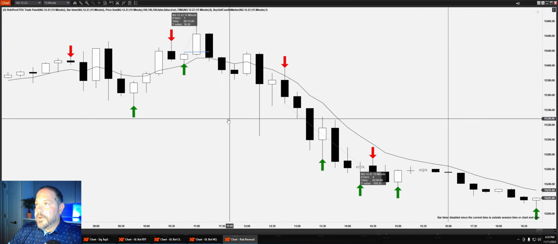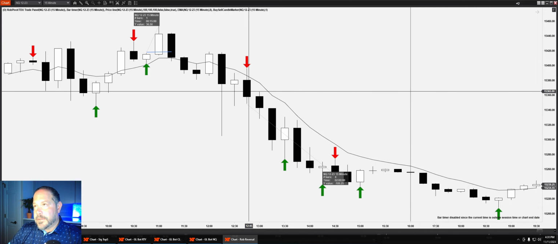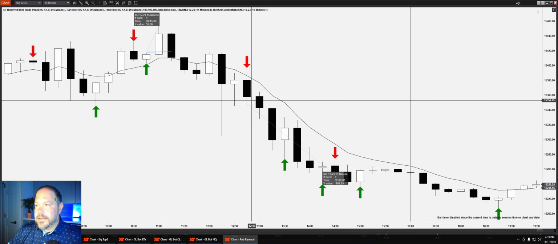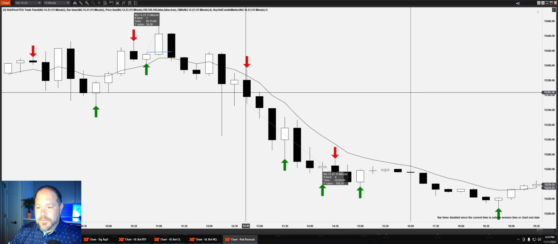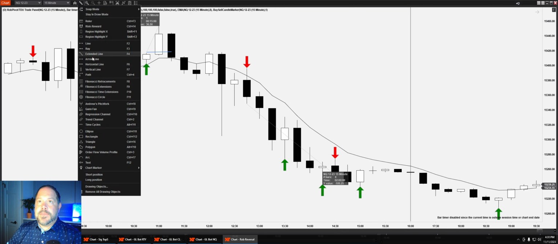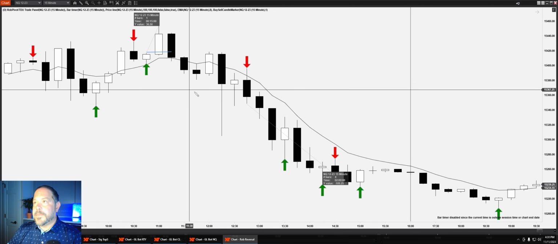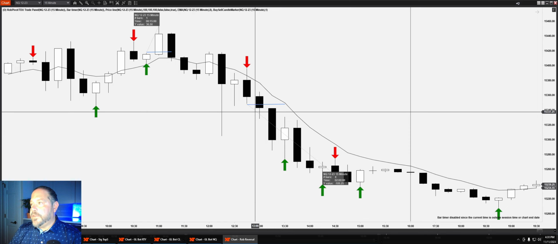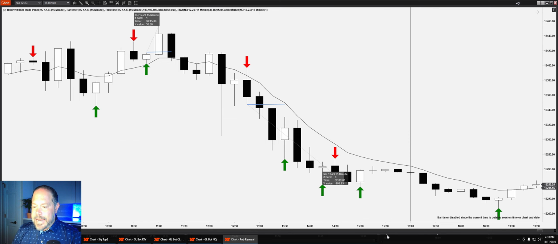Okay, we keep going in the rest of the day. What do we have here? Well, we get a short setup that happens below the ADMA at 12:45. Meets all three of our conditions. We are in a trade. So let's see where our entry is going to be. Entry is one tick below this candle. We're in. And this trade runs for 109 points.